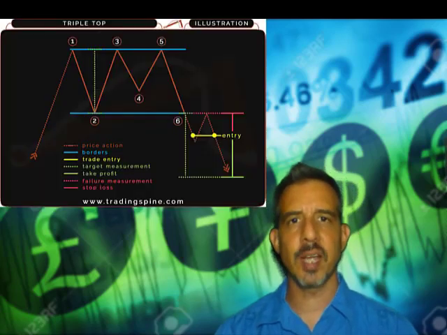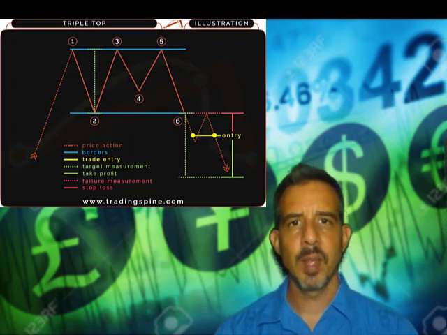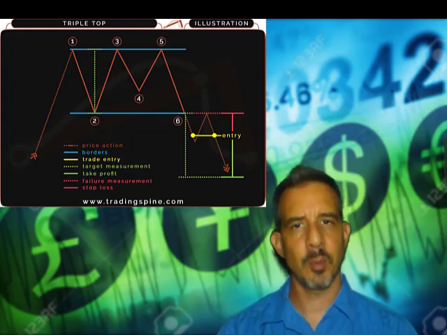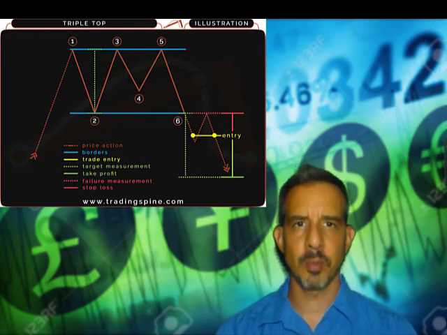Triple top illustration and structure, bullish. The price action. In an uptrend, price action finds first resistance number 1, where it reverses direction and goes downwards till finding support number 2.